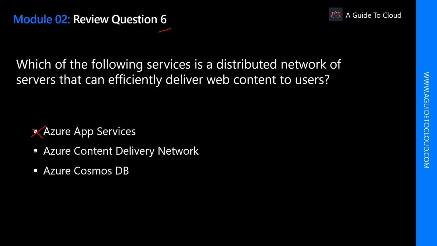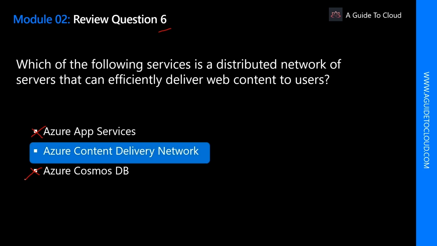Is it Cosmos DB? Definitely not. Cosmos DB is a globally distributed, highly available database service. So the correct answer is Azure Content Delivery Network or CDN. A content delivery network is a distributed network of servers that can effectively deliver web content to users.